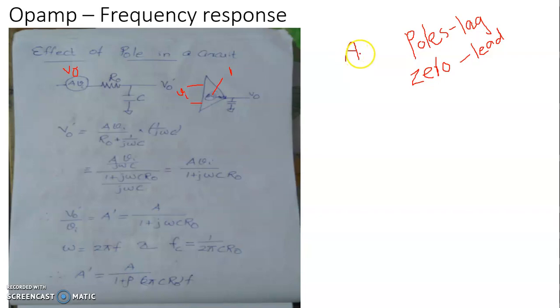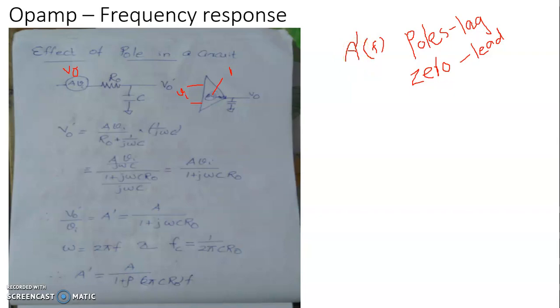Then what will be the effect of this frequency upon the gain of this amplifier? Then I must represent this gain not as a constant A, the expected huge gain of the order of 10 raised to 4 to 10 raised to 5. Instead, this is being marked as A prime.